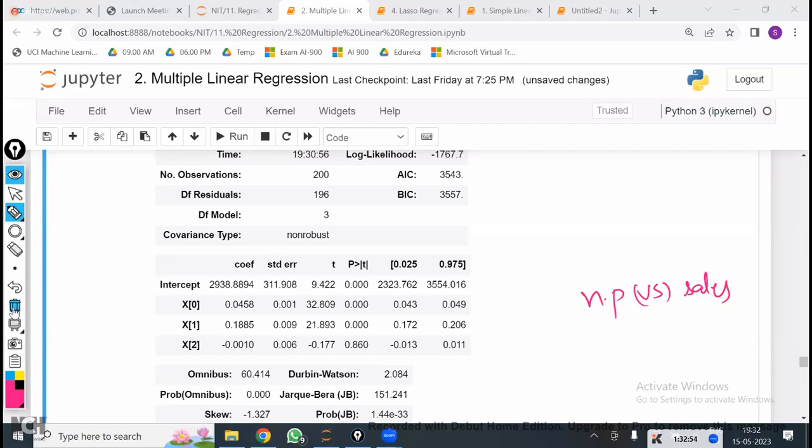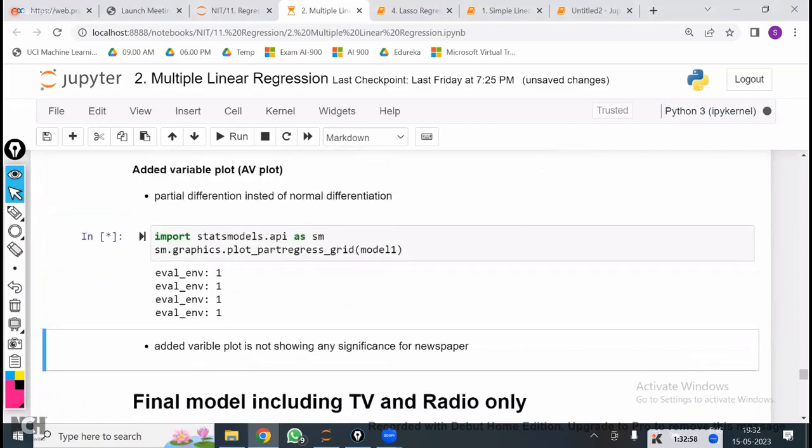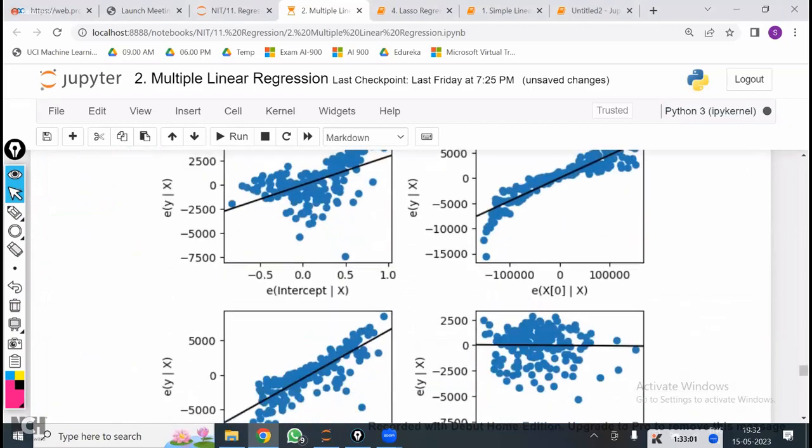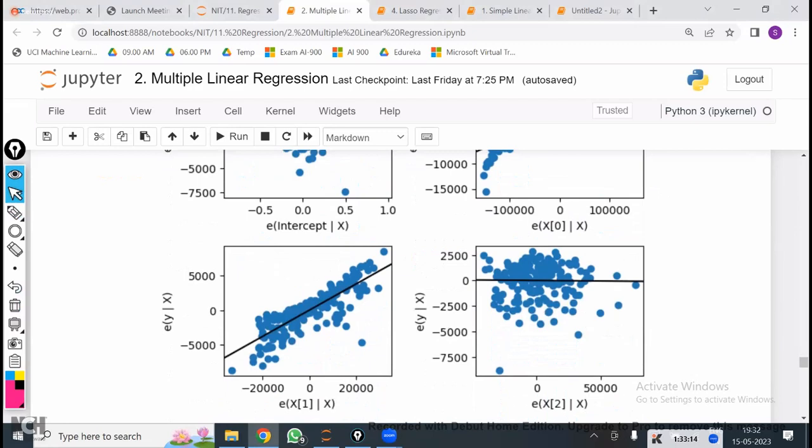How do you know that, sir? Very simple. By using this plot, we can conclude also. So here you can see, for TV, X of 0 means TV. TV versus the output variable, you are having a linear line. Radio versus sales, you are having a linear line. But newspaper versus sales, almost a horizontal line. There is no linear line. Linear regression is not applicable for the X of 2.